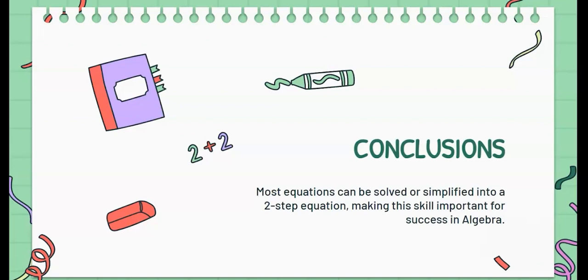So as you go through algebra, you're going to see a lot of times where you end up simplifying or solving equations where all of a sudden you're back to a two-step equation, which makes this skill very, very important if you're going to be successful in algebra.